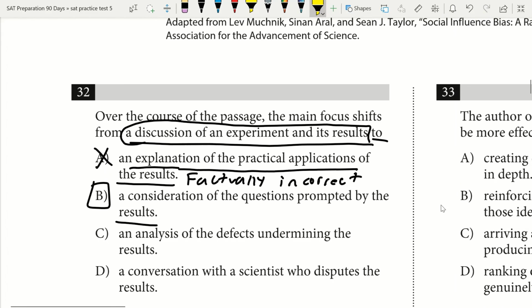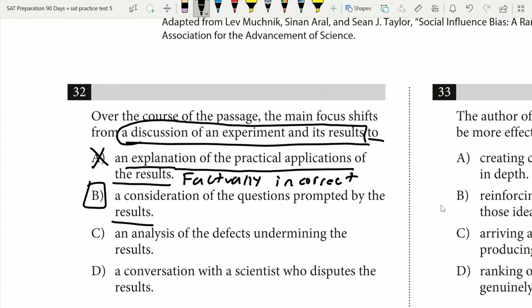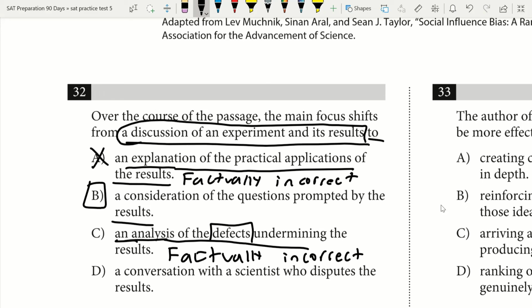Now I want to discuss C and D as well, to show you why we can't always count on one answer being too narrow, one being reverse relationship, and one being off topic, because sometimes all three are just factually incorrect. So we have C, an analysis of the defects undermining the results. We never discuss defects that undermine the results. So once again, factually incorrect. Okay, so I hope that you're noticing that you can't just rely on picking out one answer choice that's too narrow, one answer choice that is maybe factually incorrect, and one that's reverse relationship, because sometimes you'll have three of one kind of incorrect answer. So you can have that as well.